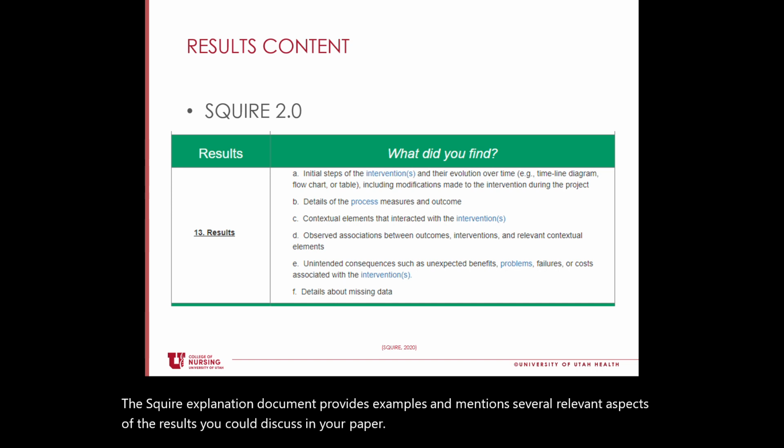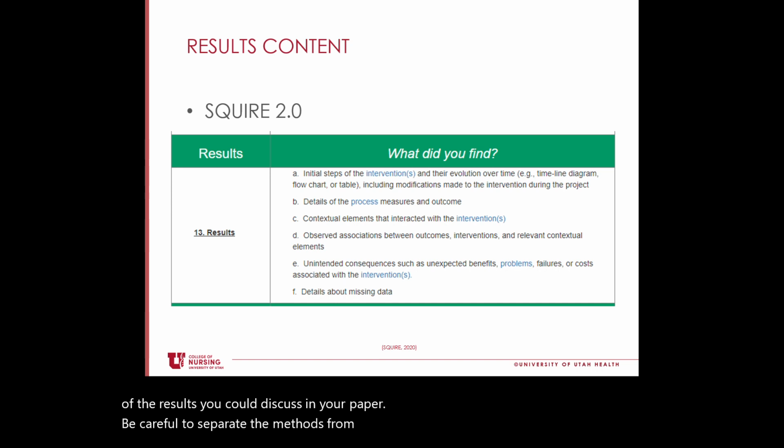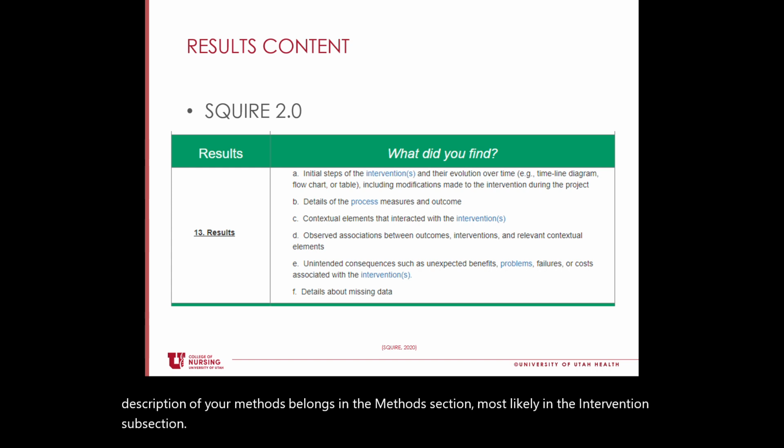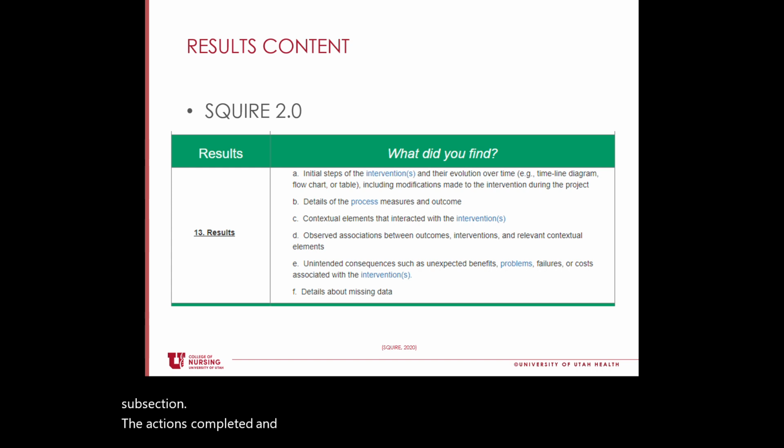Be careful to separate the methods from the results in your paper. The most complete description of your methods belongs in the methods section, most likely in the intervention subsection. The actions completed and outcomes observed go in the results section.